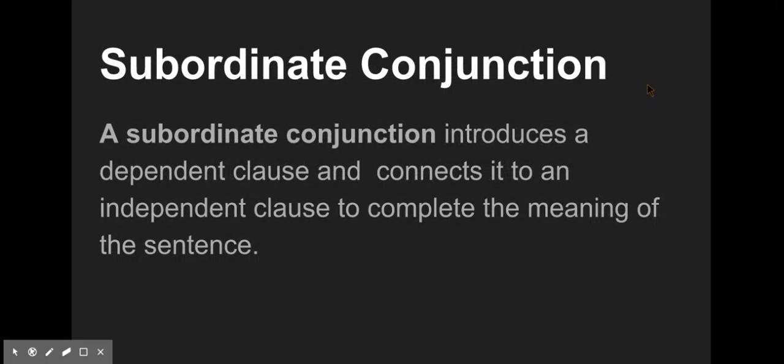All right, so the help that a dependent clause might get is from subordinate conjunctions. The subordinate conjunction introduces a dependent clause and connects it to an independent clause to complete the meaning of the sentence. So let's look at an example.